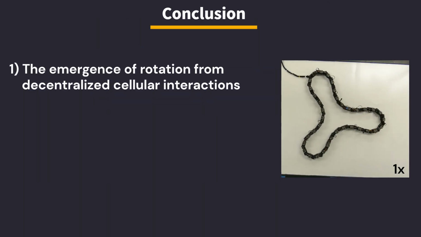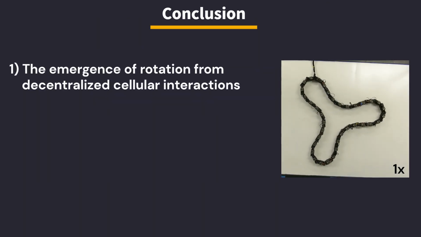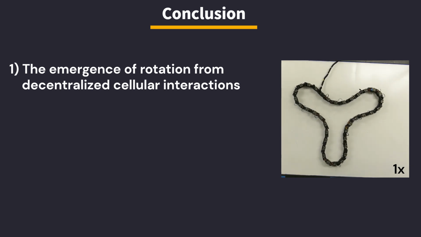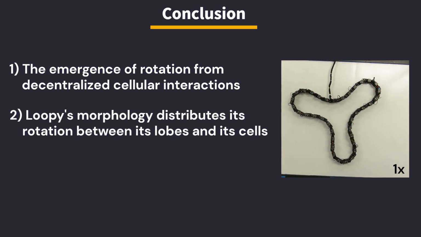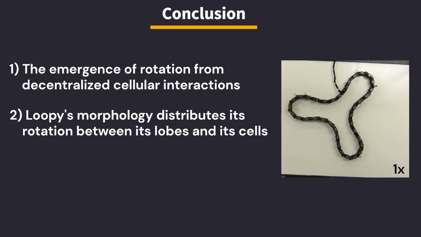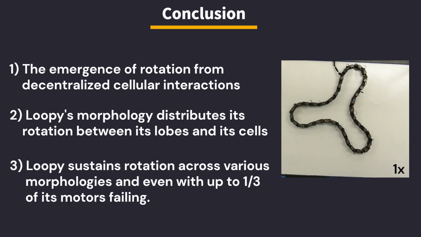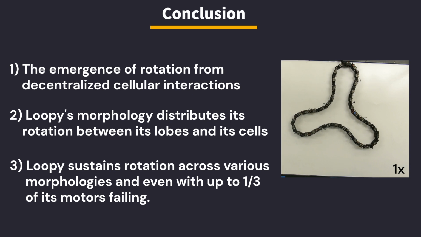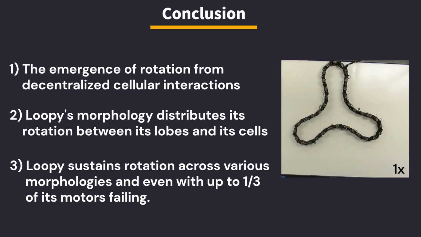In conclusion, we have demonstrated the emergence of rotation through decentralized cellular interactions. Loopy's morphology distributes rotational movement between its lobes and cells, and it continues to rotate across various morphologies, even up to one third of its motors failing.